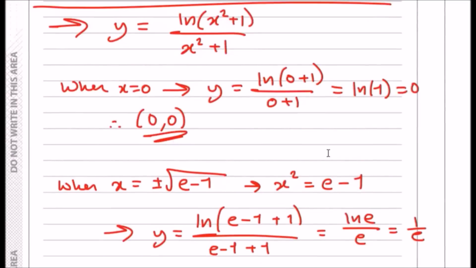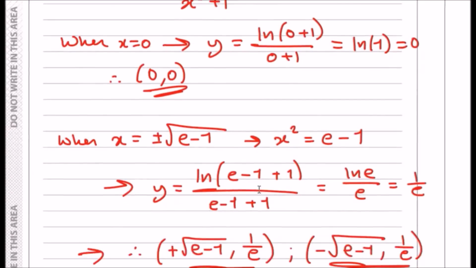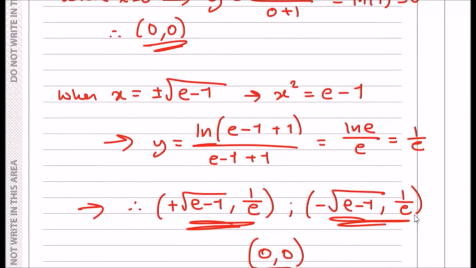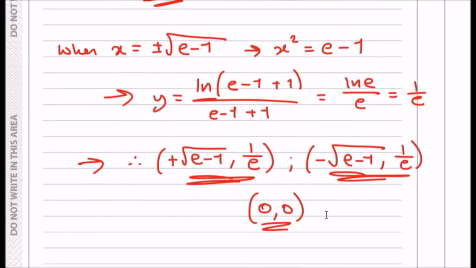Plugging in e minus 1 in place of x squared, you're going to have this. Just tidying it up, minus 1 plus 1 cancels out. You're left with ln e over e. And finally, ln e, again, if you're not sure, will give us a 1, because ln and e cancel each other out. That means our y coordinate is 1 over e for both the plus and the minus result. So guys, make sure you put that down, and of course it's 0, 0. And that's it. We're all done.